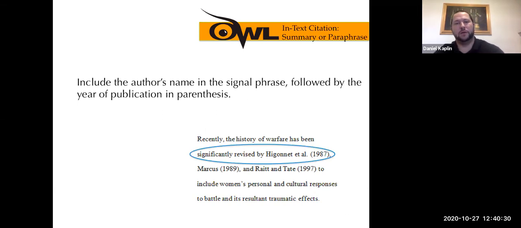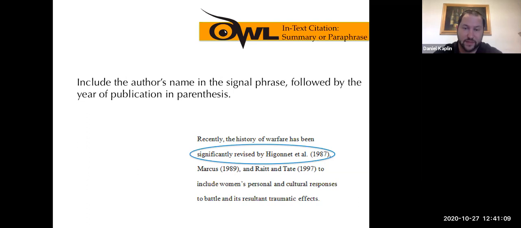Now, it's interesting when we have multiple citations, right? And as a signal phrase, here would be an example of how you would do it. You do Higonnet et al. 1987, Marcus 1989, and Rate and Tate 1997. Now, this particular slide gives you several things. One is the principle of et al., which is Latin for "and others," and we'll explain when you use et al. and when you don't use et al.